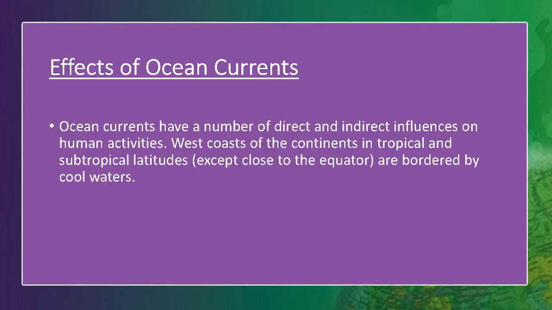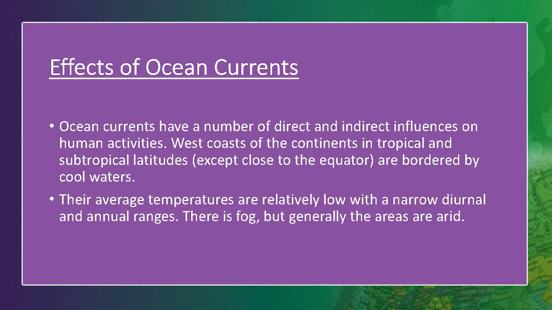Ocean currents have a number of direct and indirect influences on human activities. West coasts of the continents in tropical and subtropical latitudes are bordered by cool waters. Their average temperatures are relatively low with narrow diurnal and annual ranges. There is fog, but generally the areas are arid.